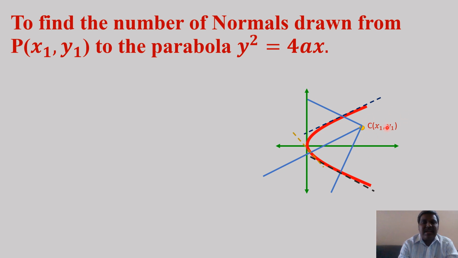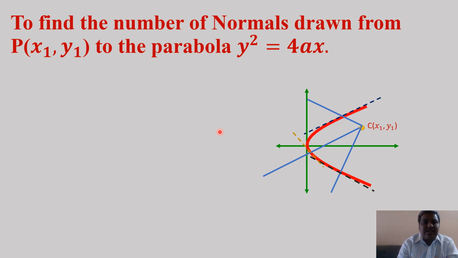Understand? The maximum number of normals drawn from a given point to the parabola is 3, because we get the normal equation in general form as a cubic equation. Let us see later. See here, this is my point (x1, y1). This is one of the normals, this is the second normal, this is the third normal. At most 3 real normals can be drawn from the given point P(x1, y1) to the parabola y square is equal to 4ax.